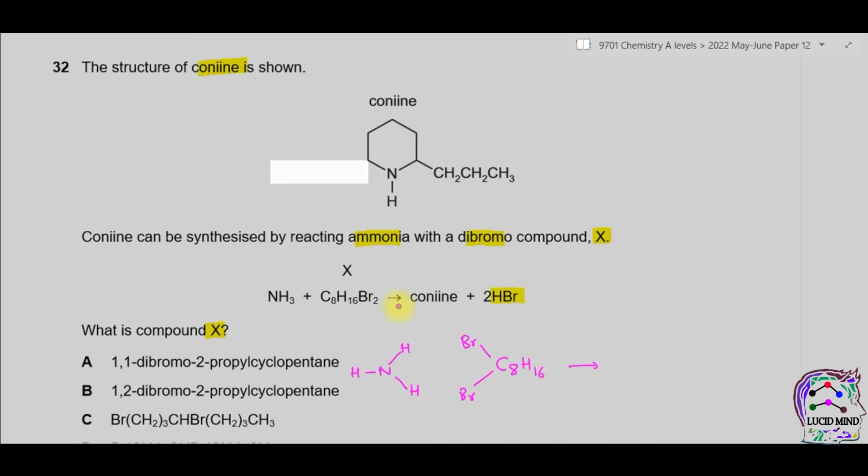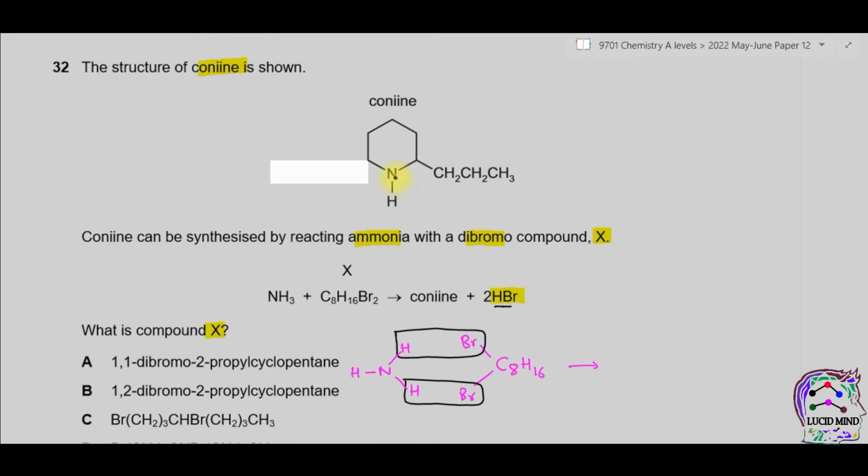Now what can happen is this: a hydrogen atom is lost with bromine, and nitrogen makes a bond with one of the carbon atoms. So one HBr is lost. Similarly, another hydrogen atom goes with bromine to form a second HBr. So another bond is formed between nitrogen and the carbon atom containing bromine.